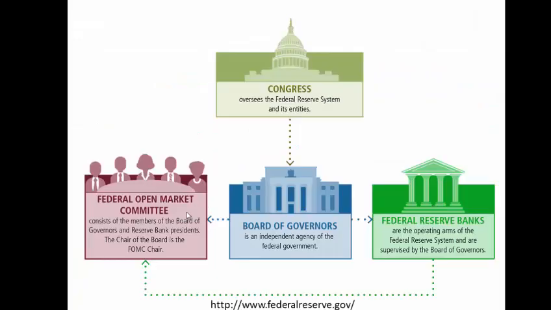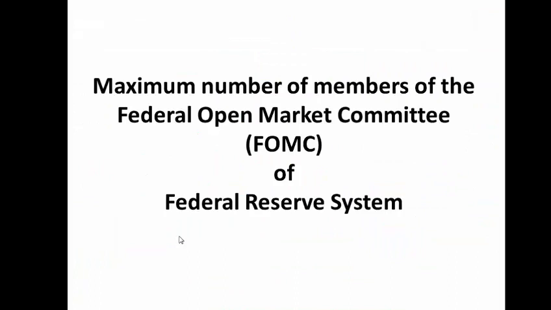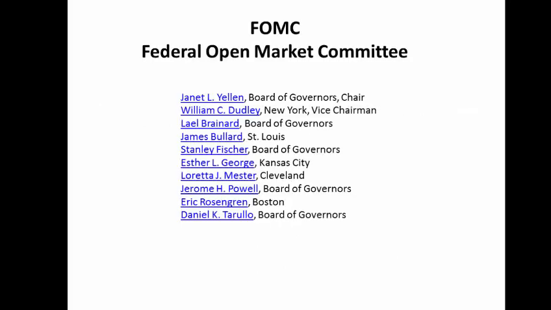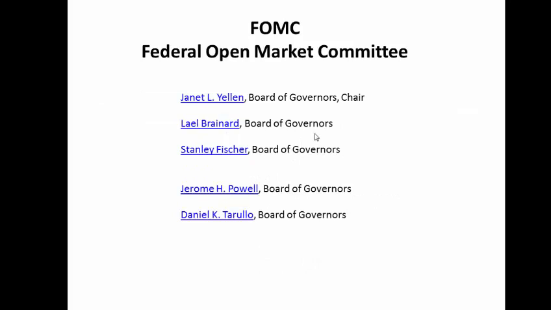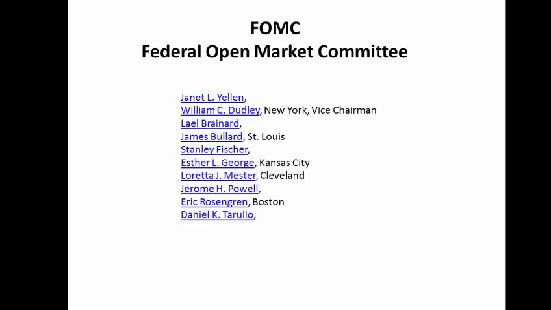The Federal Open Market Committee has a maximum number of members of 12. The Federal Open Market Committee, or the FOMC, includes all of the Board of Governors. So at this point there are 5, but the maximum could be 7. And then the FOMC always includes the New York Federal Reserve Bank president out of those 12 districts, plus 4 other bank presidents out of the 12 districts who serve on a rotating basis.